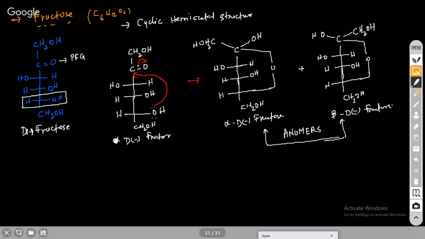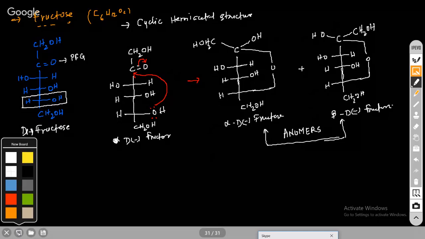Can I go to the next slide? Yes. Okay. Now for this, we have another one, that is the Haworth structure. Haworth structure of fructose.